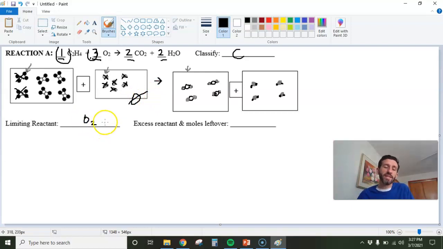Okay? And then C2H4, this I have left over. This is excess. I have that more than enough. Okay? So C2H4 is my excess reactant. How much of it do I have left over? I have 4 moles. Okay? And over here, I made 4 CO2s and I made 4 waters. That's how we do that.